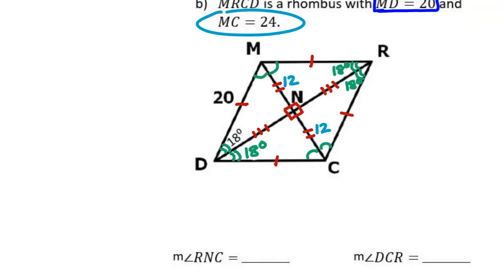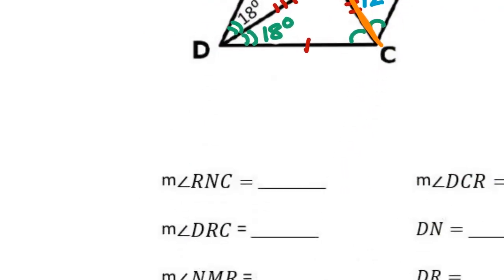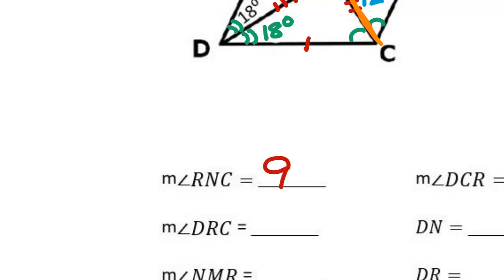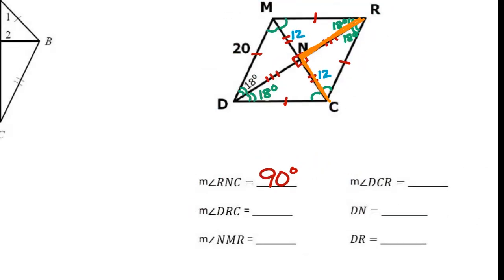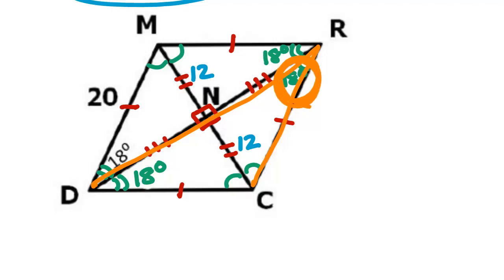All right, now let's get down into the questions. We need to find the measurement of angle RNC. RNC, this angle right here. Well, that is a 90-degree angle. Then we want the measurement of angle DRC. DRC, this angle right here. That is the same size as MDN right here, so that is 18 degrees.